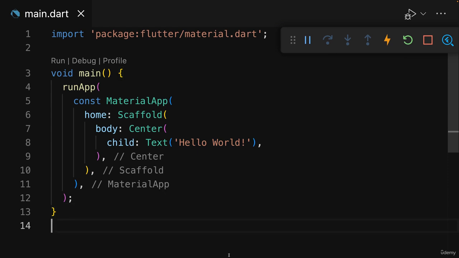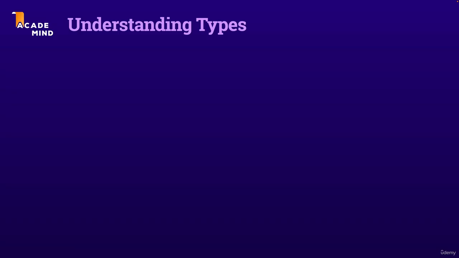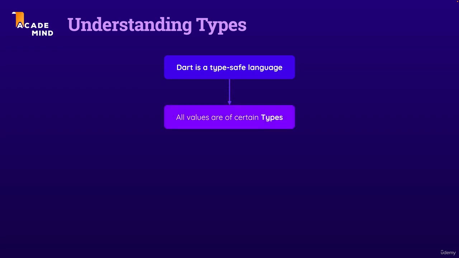Because of course, this section is not about building the final app as quickly as possible, but about learning all these important Flutter and Dart fundamentals. And one important fundamental Dart concept that you must understand is the concept of types, because Dart is a so-called type-safe language, which in the end means that all values you're working with are of certain types.